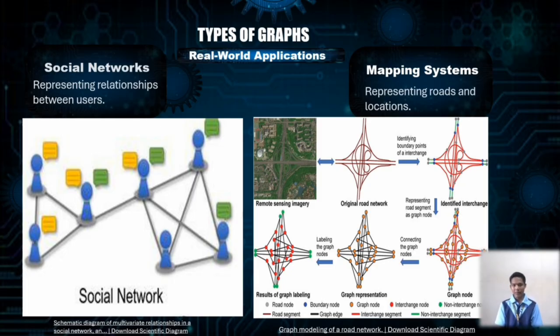Mapping system. A mapping system that represents roads and locations is called a geographic information system or GIS, or a digital map system. It visually shows roads, places, and landmarks, and how they are connected to each other in real world space. Example, Google Maps is a mapping system where locations are represented as points, roads as lines, and areas as shapes. This system helps us navigate, find roads, and locate places efficiently.